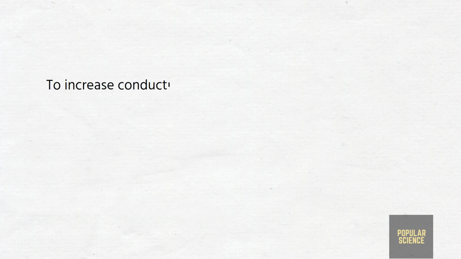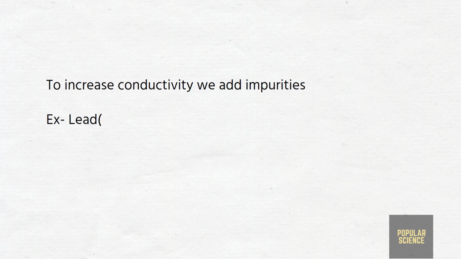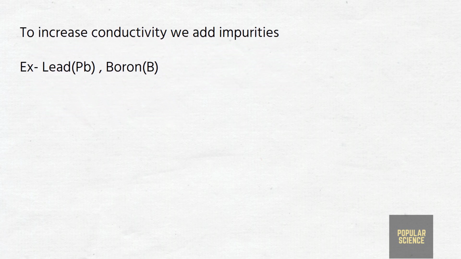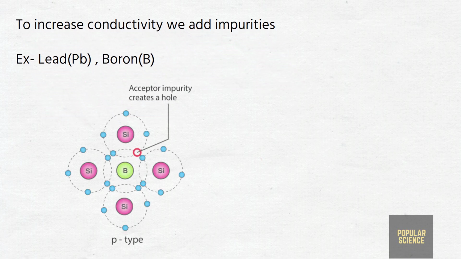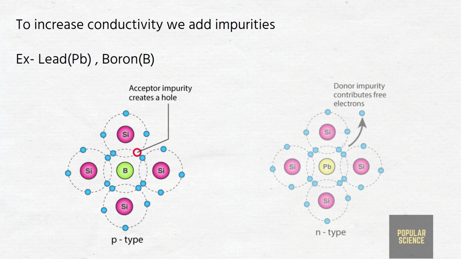To increase the conductivity of the semiconductor, we mix impurities into it. Upon mixing the impurities into the semiconductor, they either increase the number of holes or the number of free electrons in the semiconductor. As a result, the conductivity of the semiconductor increases. If the impurities increase the amount of holes inside the semiconductor, then it becomes a p-type semiconductor. If the impurities increase the amount of free electrons inside the semiconductor, then it's called an n-type semiconductor.